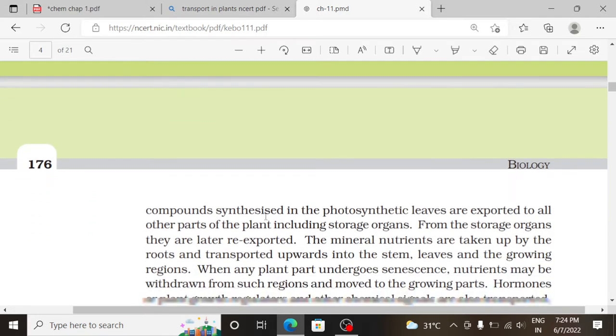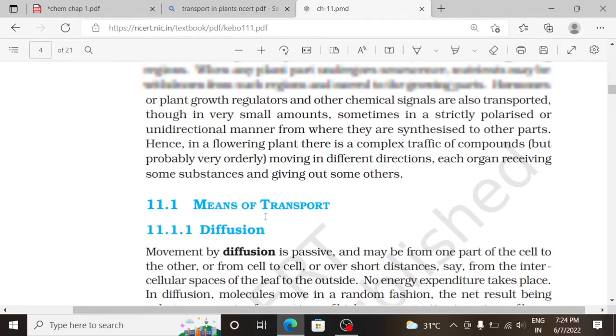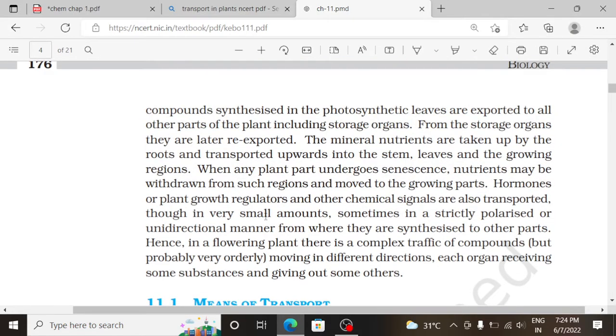Organic compounds synthesized in the photosynthetic leaves are exported to all other parts of the plant, including storage organs. From the storage organs, they are later re-exported. The mineral nutrients are taken up by the roots and transported upwards into the stem, leaves and the growing regions. When any plant undergoes senescence, nutrients may be withdrawn from such regions and moved to the growing parts.